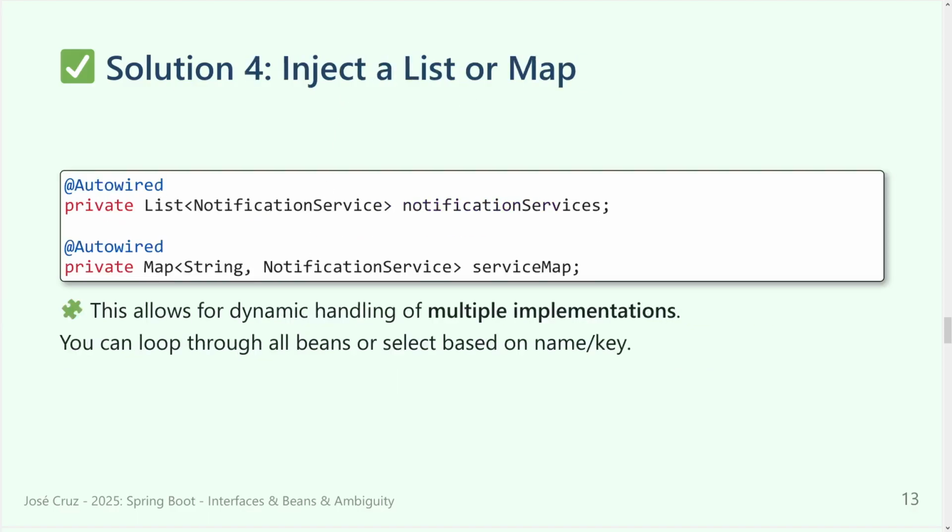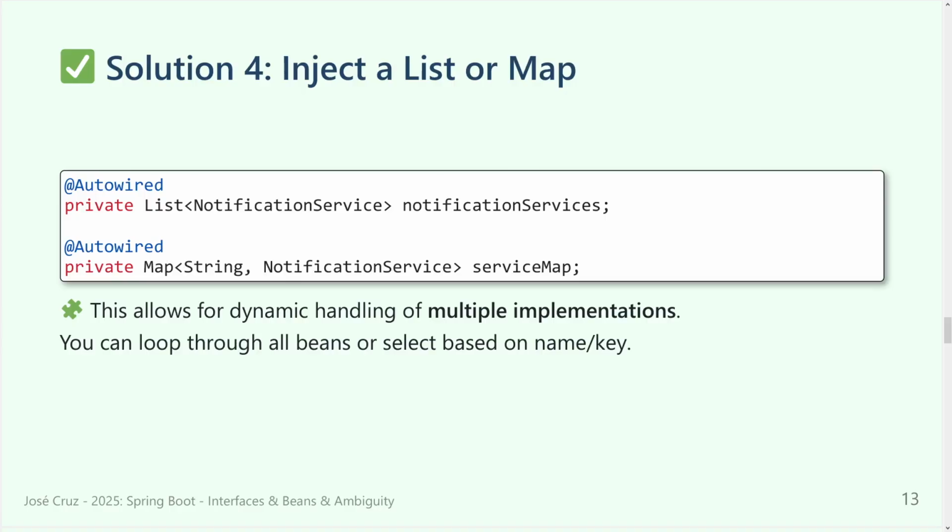Another one is inject a list or map. It's a different strategy, and in some cases it's quite useful, because if you provide something like this, a list of notification service, it will look for all the implementations of the notification service and they will be created in this list, which is quite nice. So you'll never have an ambiguity in this class, because if you have 3 implementations of notification service, you will have 3 rows on this list.